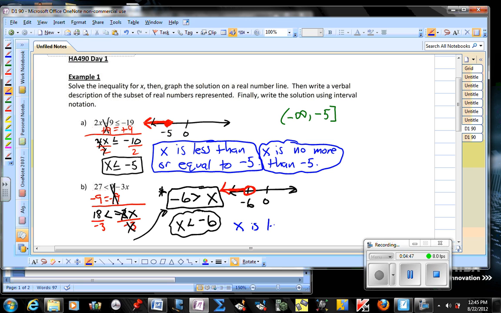Our verbal description will be straightforward. x is less than negative 6. And finally, our interval notation. Once again, we're pointing up to negative infinity. So negative infinity will be the left-hand end of our interval, and the right-hand end will be negative 6. Since we're not equal to negative 6, we'll use the open interval notation.